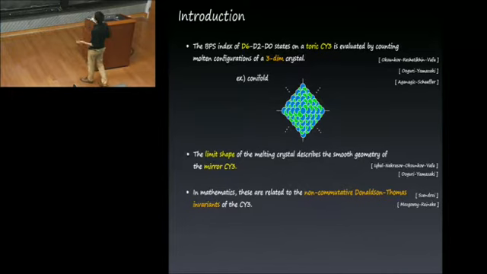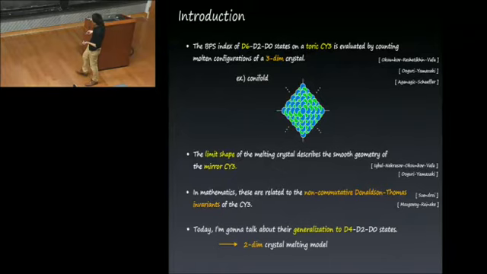It's closely related to non-commutative Donaldson-Thomas invariants. It's a mathematical topic, and it's a kind of topological invariant of the Calabi-Yau threefold. And this topic is closely related to the crystal melting model. So what I want to say here is that crystal melting is interesting, both in physics and mathematics. And today I'd like to talk about some generalization of this story to D4-D2-D0 states.